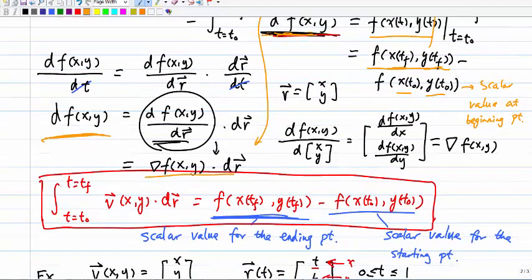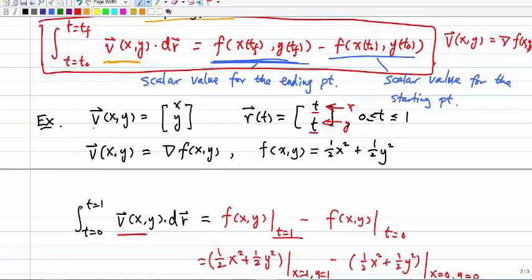So as a matter of fact, you can do this integration from t0 to tf of V(x,y) dr, if V is the gradient of a scalar field f(x,y), which is equal to f(x(tf),y(tf)) minus f(x(t0),y(t0)). So V(x,y) is the gradient of f(x,y). That's required. Then it is just equal to a scalar value for the ending point minus the scalar value for the beginning point. It doesn't depend on the line we select. It only depends on the starting and ending points.